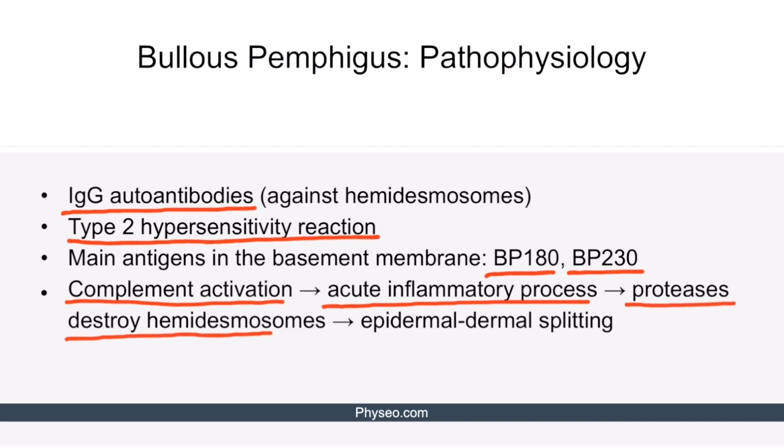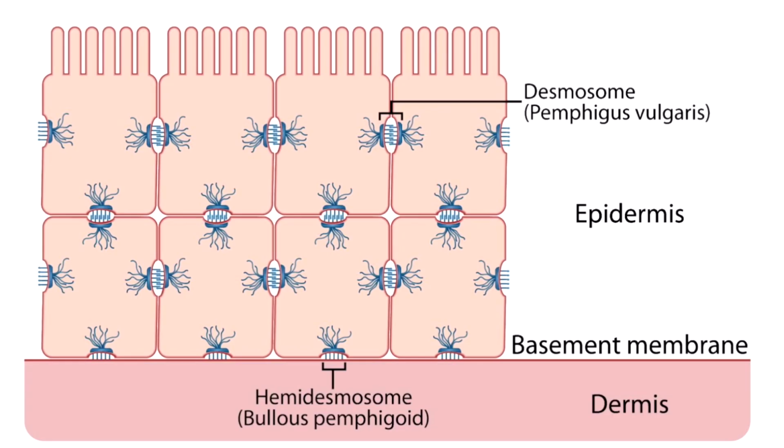Proteases then destroy the hemidesmosomes, which normally keep the epidermis attached to the dermis. When these structures are destroyed, epidermal-dermal splitting occurs. This is an image that depicts the location of hemidesmosomes and desmosomes in the skin. Recall that hemidesmosomes are the cell structures that assist in attachment between basal keratinocytes and the basement membrane. Desmosomes, on the other hand, are cellular adhesion structures that provide cell-to-cell adhesion. Hemidesmosomes are the structures destroyed in bullous pemphigoid. Desmosomes are the targeted structures in pemphigus vulgaris, which we will discuss later on in this lecture.